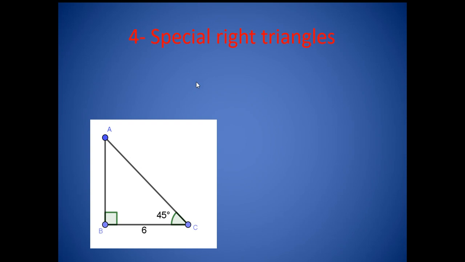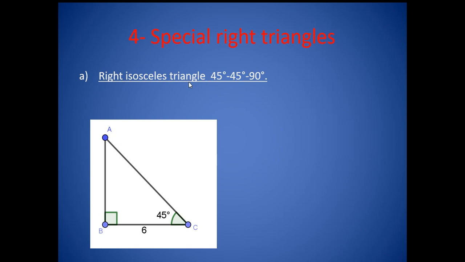What does it mean, special right triangles? What are special triangles? We have a scalene triangle. This is not a special triangle. We have right triangle. It's a special triangle. We have isosceles triangle, we have equilateral triangle, but you have special right triangles. It means right isosceles triangle, one of the special, and we have another one. We're gonna see first the right isosceles triangle.